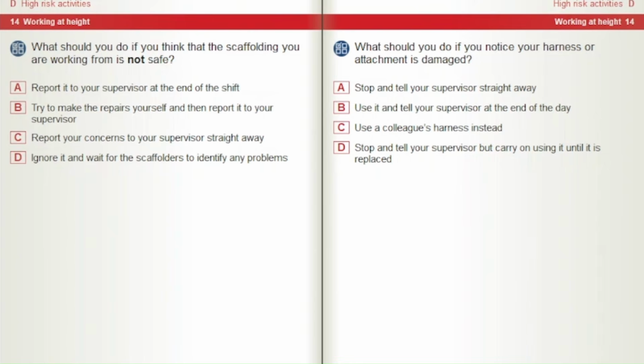What should you do if you notice your harness or attachment is damaged? Stop and tell your supervisor straight away. Use it and tell your supervisor at the end of the day. Use a colleague's harness instead. Stop and tell your supervisor, but carry on using it until it is replaced.